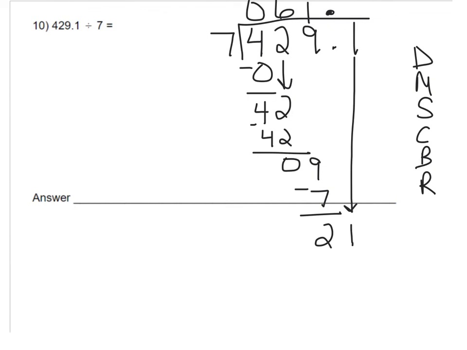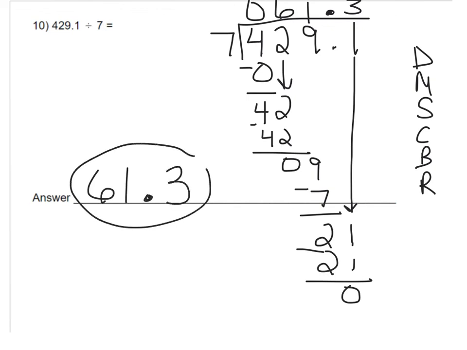I'm going to regroup too. So I'm going to divide. How many times does 7 go into 21? And if you said 3 times, you are exactly right, because 3 times 7 is 21. So my final answer should be 61 and 3/10. And that's the correct answer on that one.